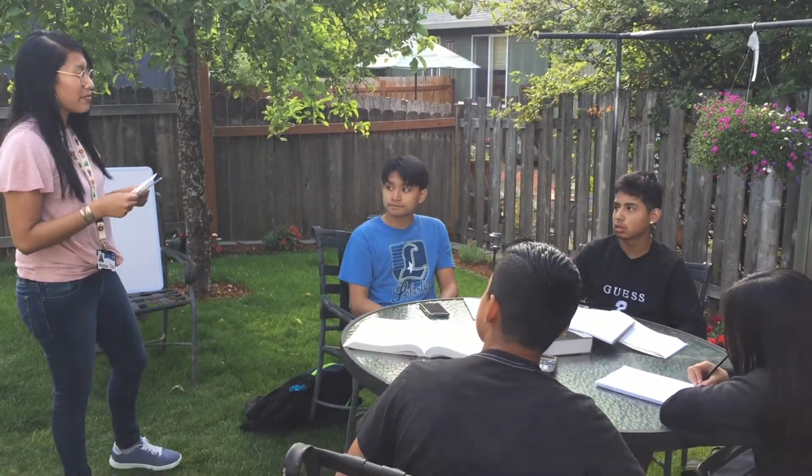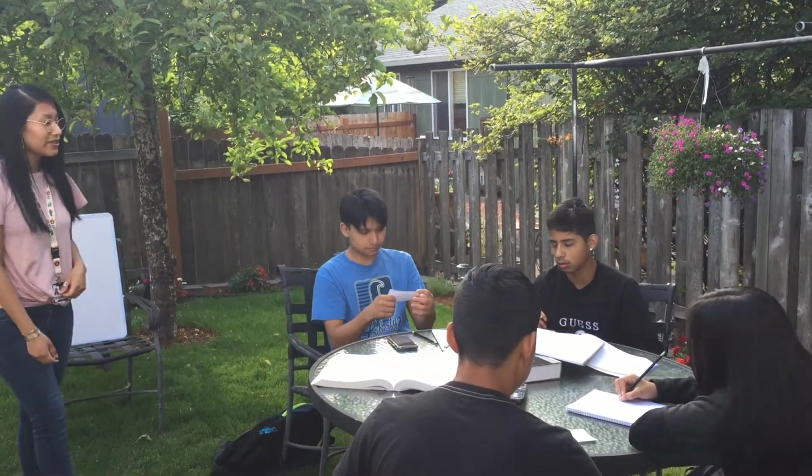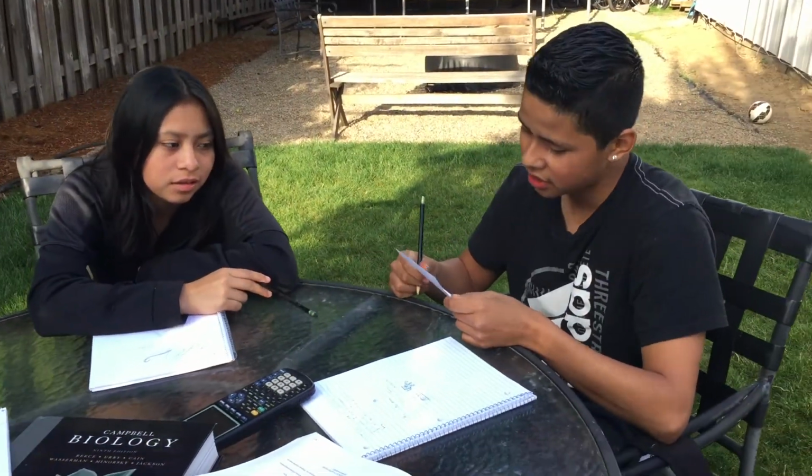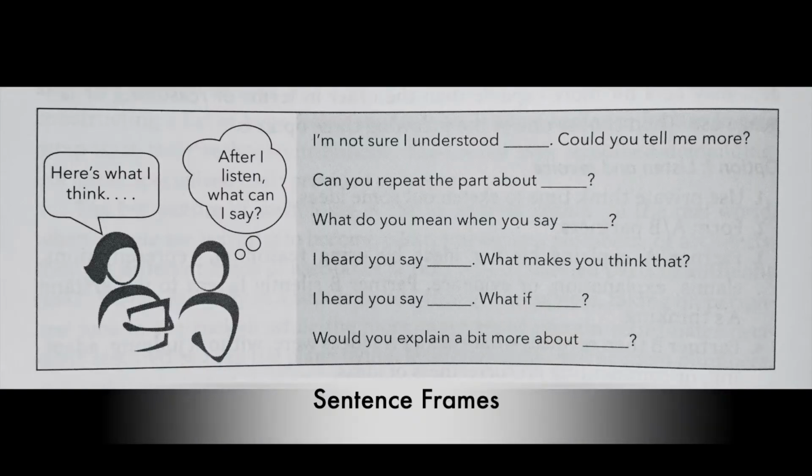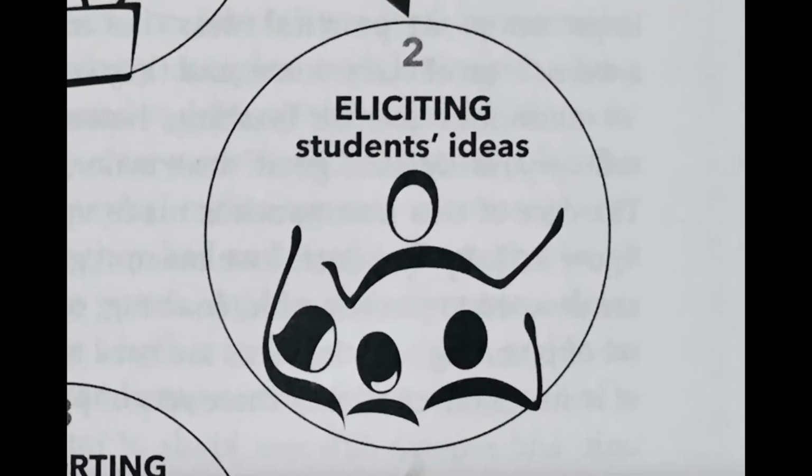Scaffolding means providing temporary forms of assistance for learners who are faced with instructional tasks that are just beyond their current capabilities. An example of this could be to provide students with sentence frames to support a structured talk. The second core practice of ambitious science teaching is eliciting students' ideas.